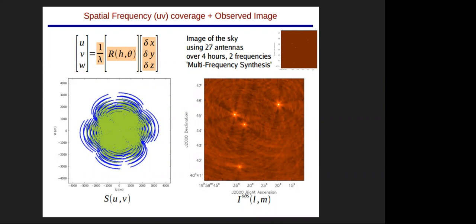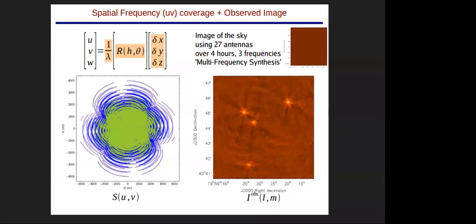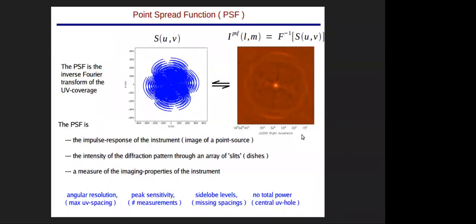That is your motive. So this is now 4 hours and 3-frequency multi-frequency synthesis, and this is what your UV domain looks like, and what your observed image looks like, with these simple images. I want to mention that.